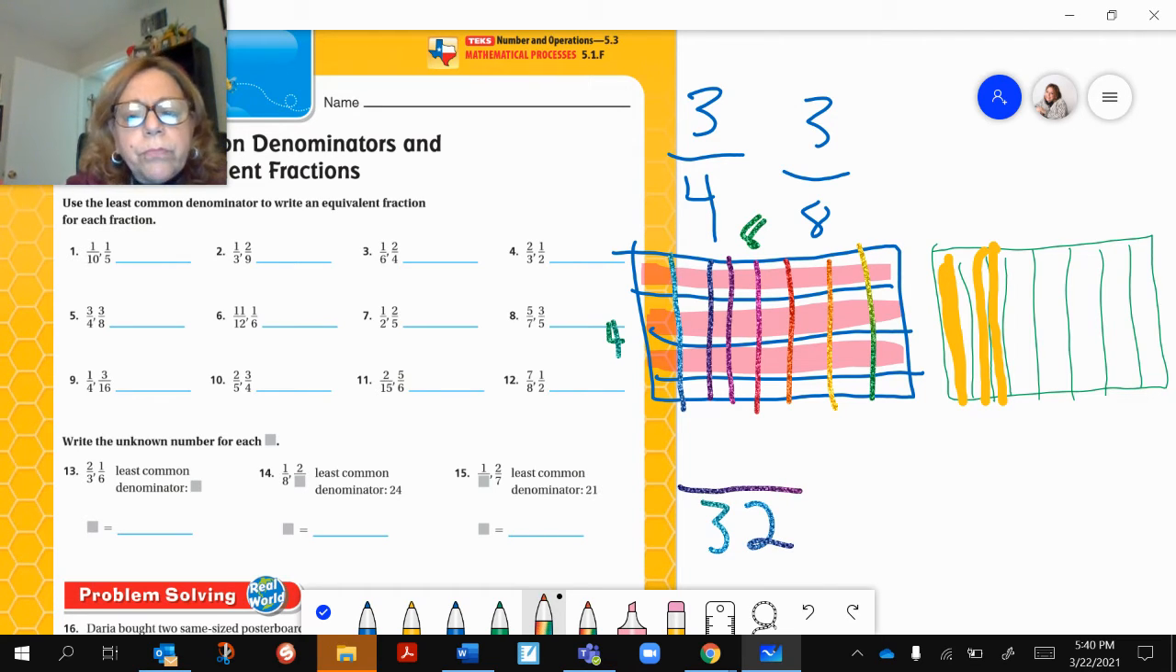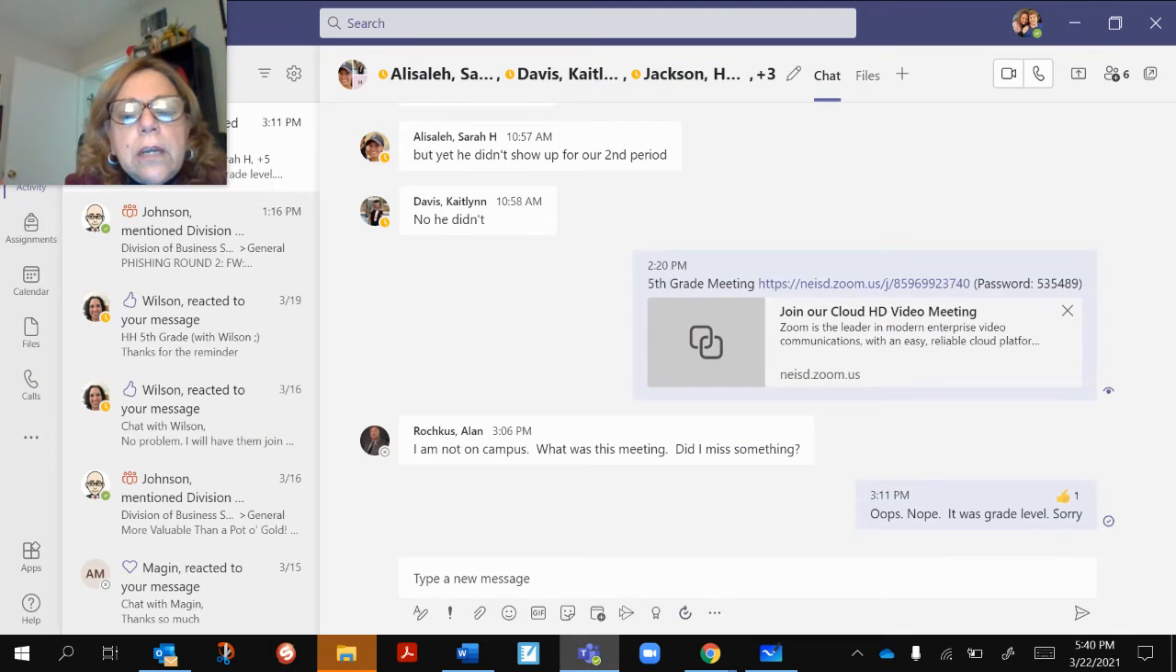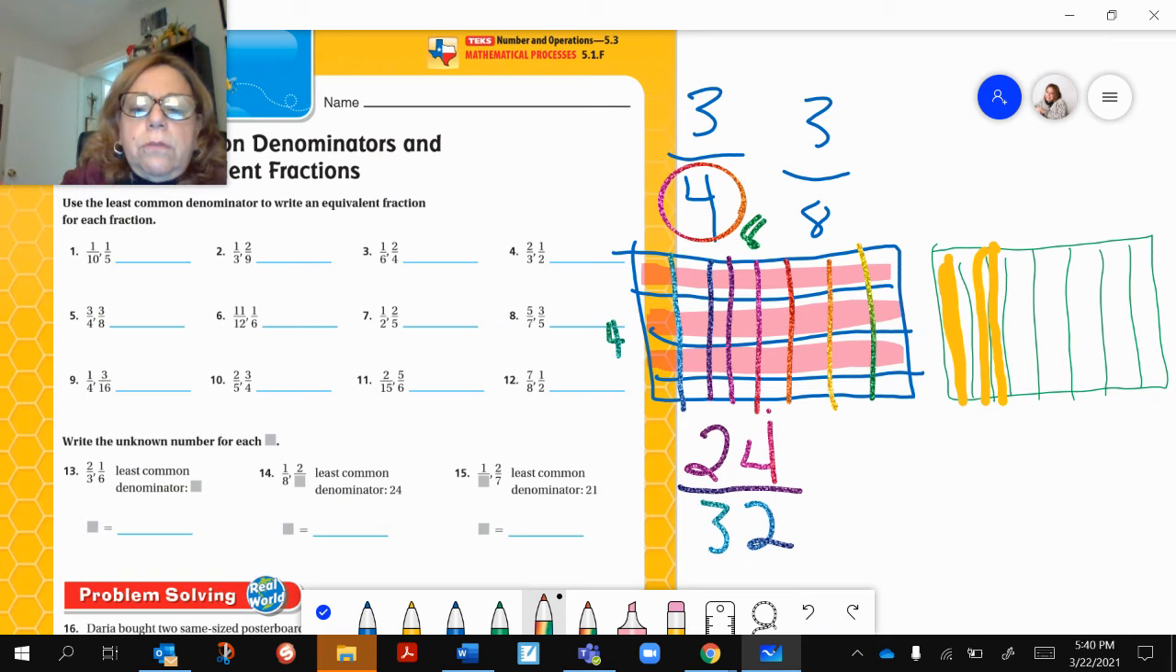Very good. And how many of the 32 do I have shaded in? Not shaved, but shaded. And so I have 32 minus the 8. It gives me what? Very good. It's 24. So this is going to be valued at 24 over 32.